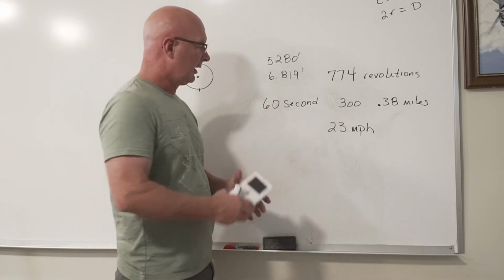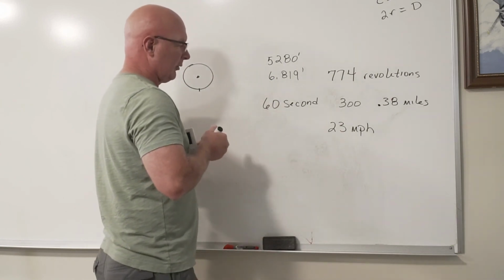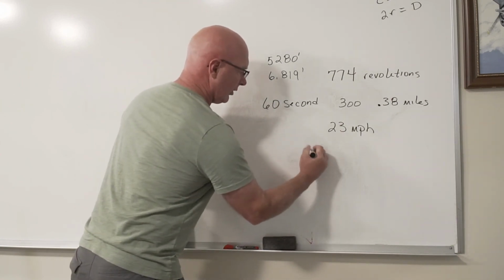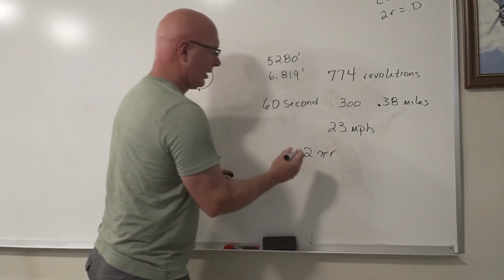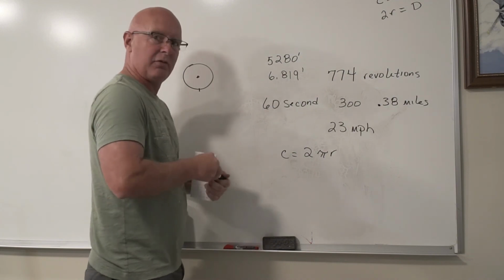And again, don't forget that anytime you want to do something like this, you're going to be using the circumference equals 2 pi r to come up with the distance that you're traveling for every revolution.